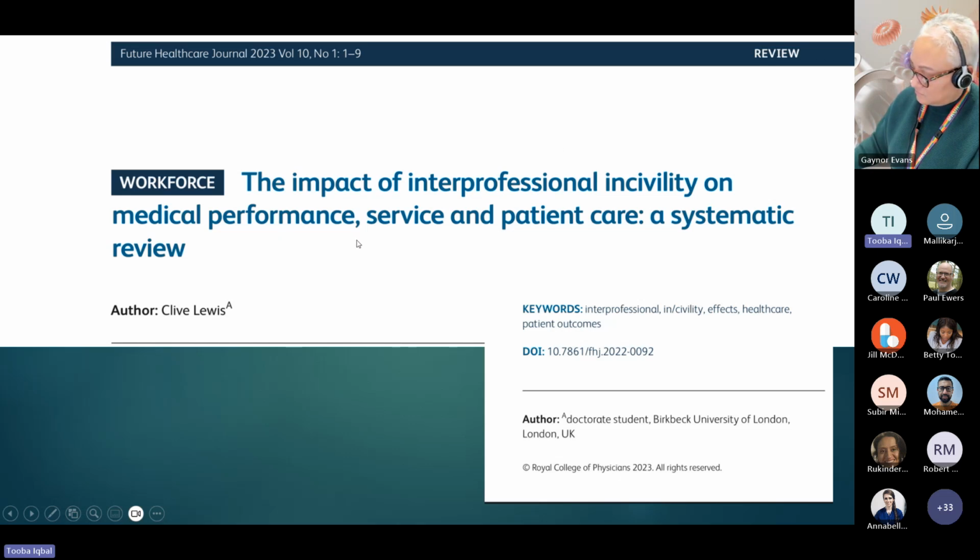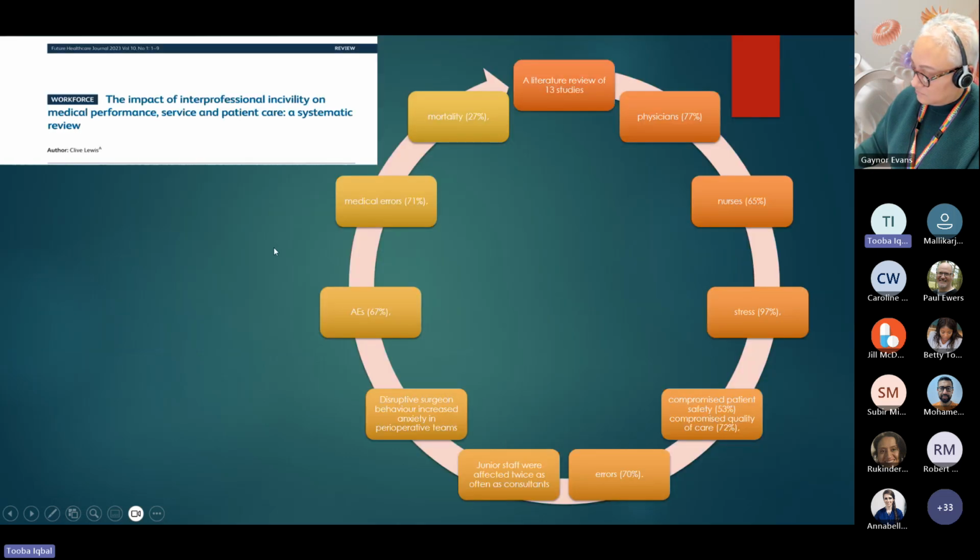Now, to quote another study done in 2018, it gives us some very interesting data and numbers. This was a literature review of roughly 13 studies. This was a UK study, published in 2022. They said that within the responders, 77% of the physicians said they had faced such incidents. 65% of the nurses responded similarly.